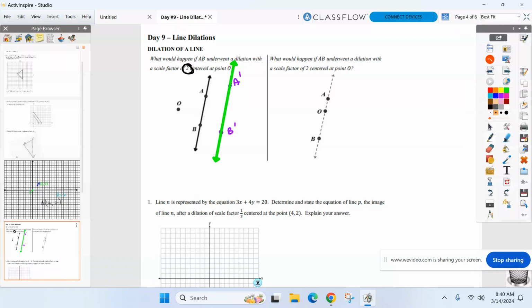So let's talk now. The line doesn't get bigger, does it? No, but let's use a vocabulary term for me. What do you notice about the two lines? They're parallel, right? So when you dilate a line, it remains parallel to the original. So A prime, B prime is parallel to line AB. When you dilate a line, the two remain parallel.